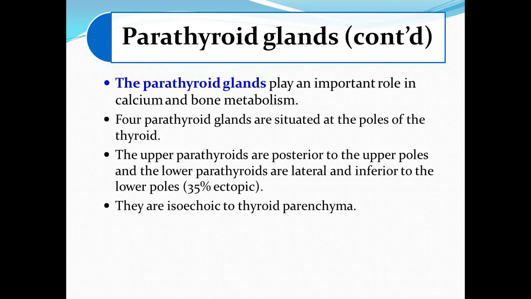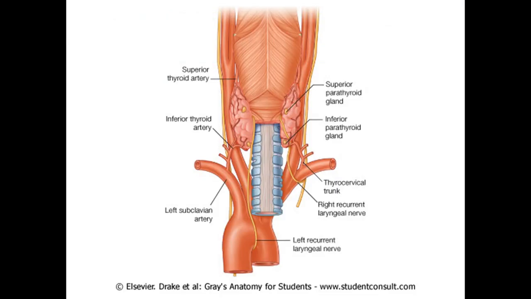The parathyroid glands play an important role in calcium and bone metabolism, and the 4 parathyroid glands are situated at the poles of the thyroid, as we said. The upper parathyroids are posterior to the upper pole, and the lower parathyroids are lateral and inferior to the lower poles, but can be ectopic in 35% of the population. They are isoechoic to thyroid parenchyma. It should be isodense to the thyroid parenchyma on CT, but on ultrasound, they are slightly hypoechoic here.